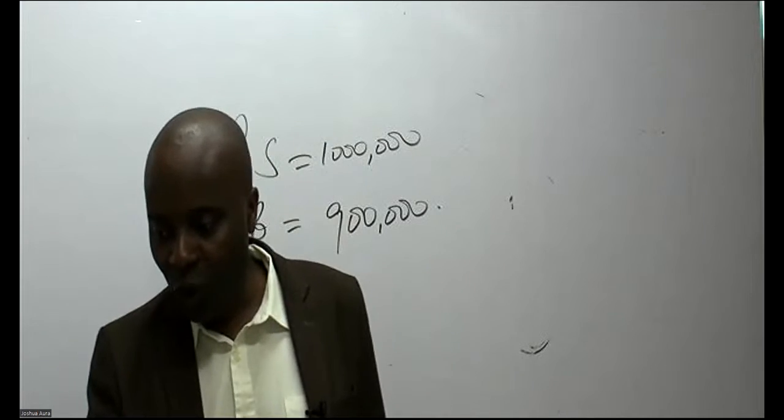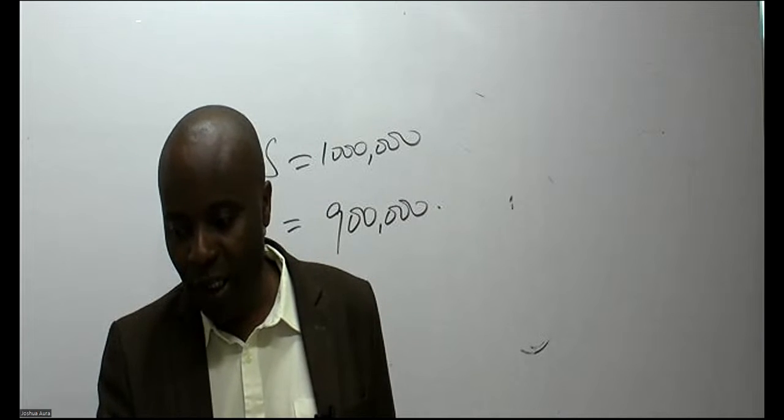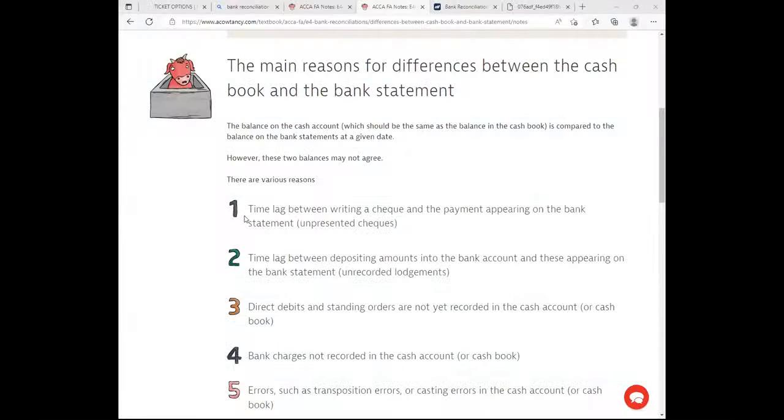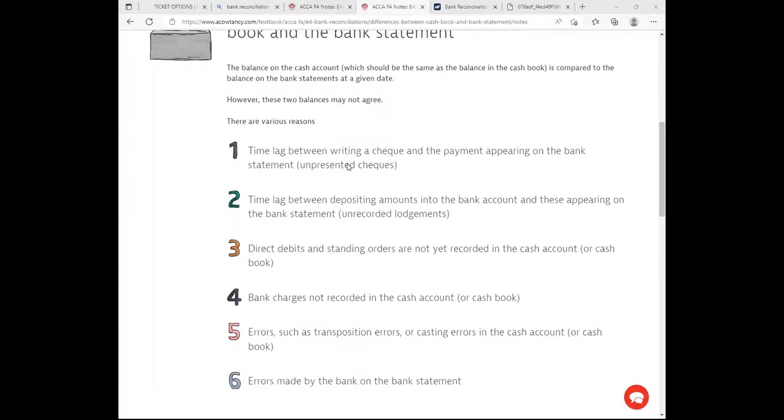Now listen to me very well, ladies and gentlemen. What we are told here is very important. The balance on the cash account, which should be the same as the balance in the cash book, is compared to the balance on the bank statement at a given date. However, these two balances may not agree, and there are various reasons.